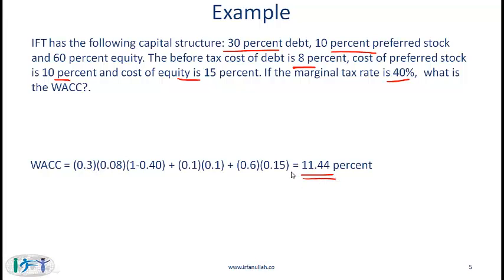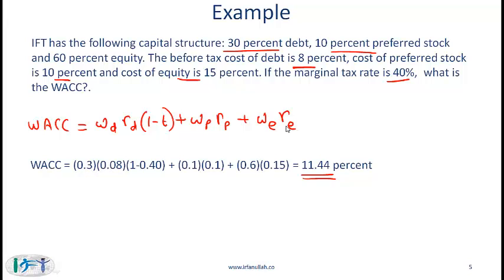11.44%, and we are simply using the formula that we saw on the previous slide. This is an extremely important formula, so you need to know it well. The weight of debt times the cost of debt times 1 minus the tax rate, plus the weight of preferred shares times the cost of preferred shares, plus the weight of common shares or equity times the cost of equity.